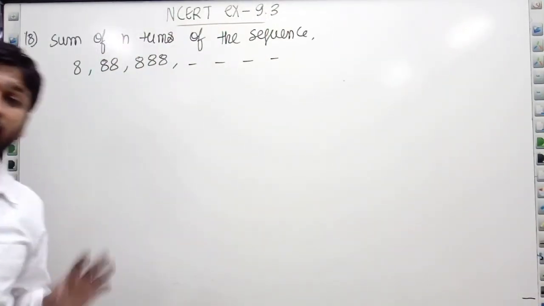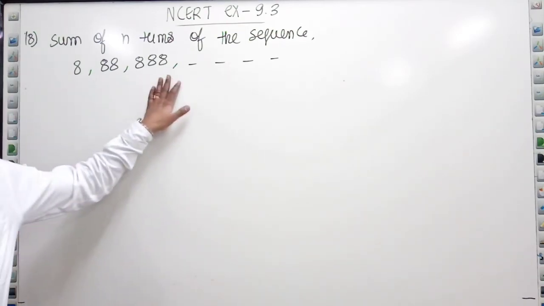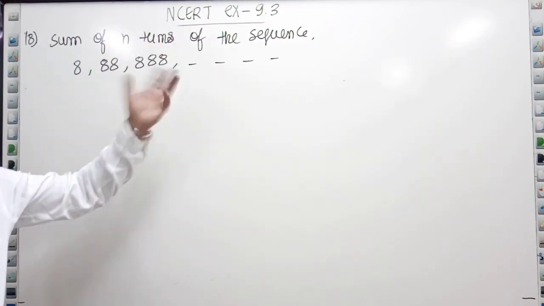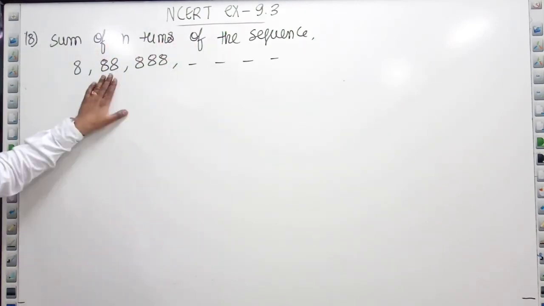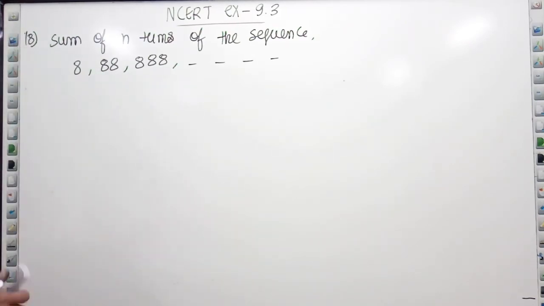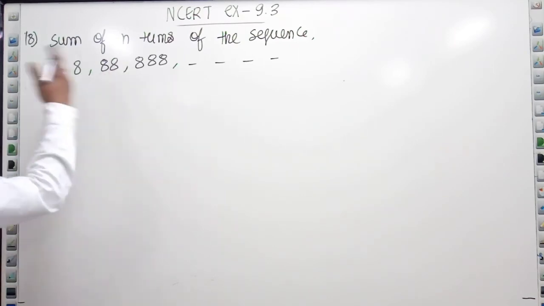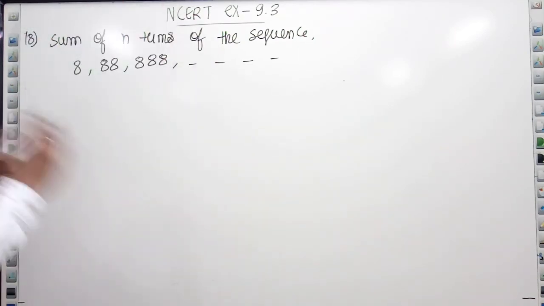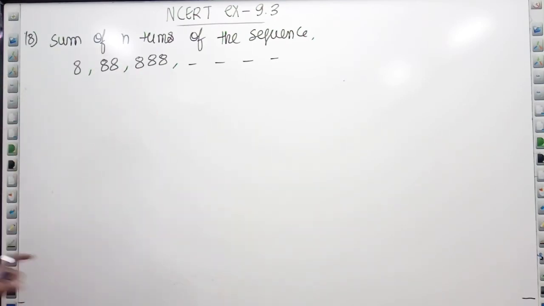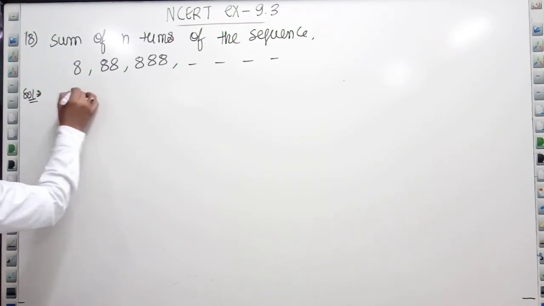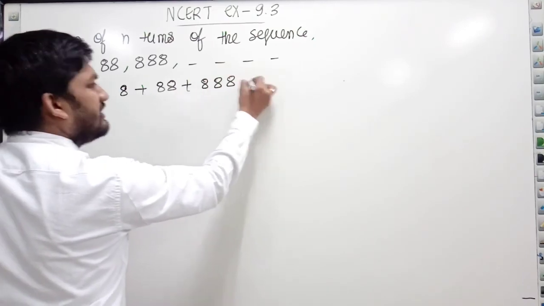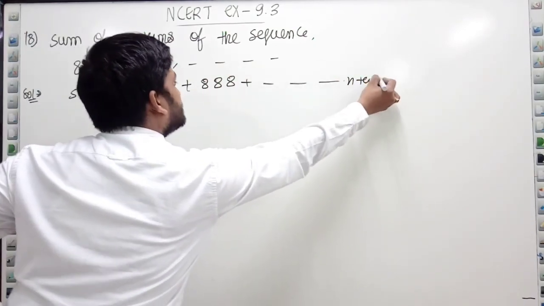This is a very special pattern, everyone. Just pay attention here. This is not in GP. If you divide any term by the previous term, you will not get the same ratio, right? So how to calculate this type of question: it is a series 8, 88, 888, 8888, so it can be 5, 55, 555, or 6, 66, 666. Every such question will be solved similarly. How to solve this? 8 plus 88 plus 888 plus dash dash dash up to n terms.